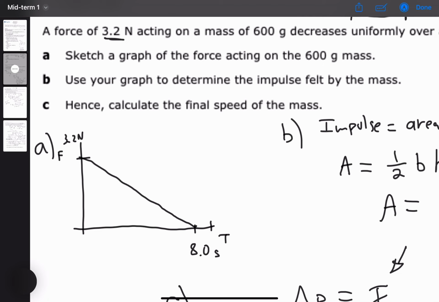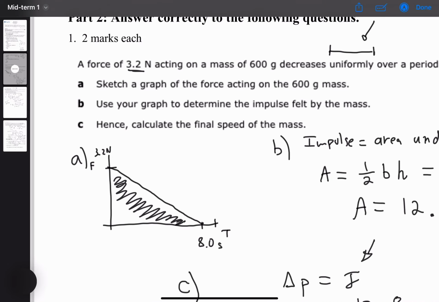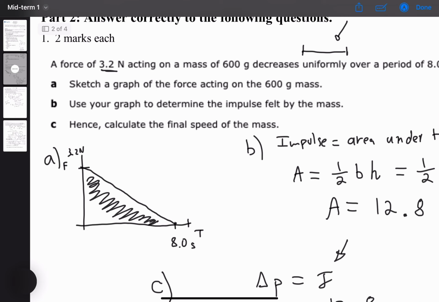Use your graph to determine the impulse felt by the mass. Remember that impulse is the area under the curve in a force against time graph. So this problem reduces to finding the area of that triangle, which is 1/2 of the base times the height.